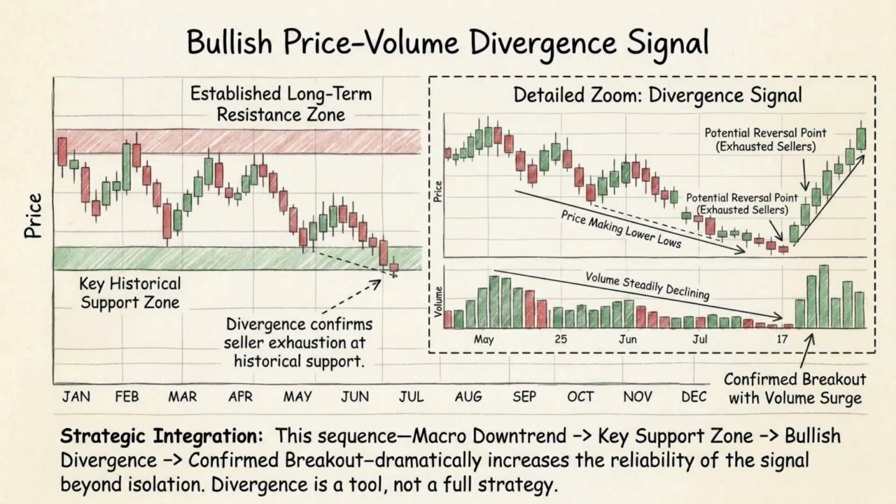But here's the key. Volume divergence should never be used in isolation. When combined with support, resistance, and overall structure, it becomes far more reliable.